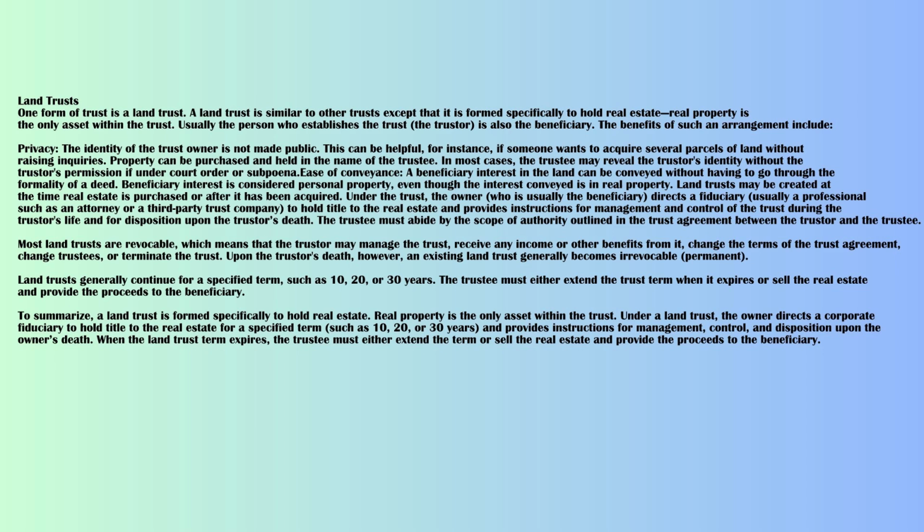To summarize, a land trust is formed specifically to hold real estate. Real property is the only asset within the trust. Under a land trust, the owner directs a corporate fiduciary to hold title to the real estate for a specified term, such as 10, 20, or 30 years, and provides instructions for management, control, and disposition upon the owner's death. When the land trust term expires, the trustee must either extend the term or sell the real estate and provide the proceeds to the beneficiary.